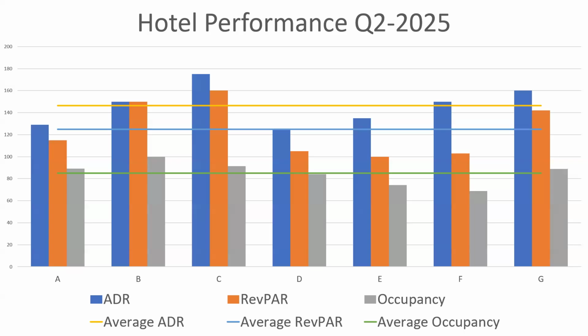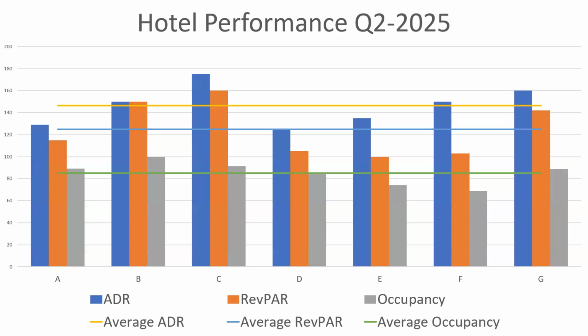Yep. So of the three hotels, B, C, and G, Hotel C exceeded the averages the most. Okay. Which hotel performed the worst? Okay. Why do you say Hotel D? Yeah. So everything is either at the average for ADR or it's below. So even though Hotel A is below the average for ADR and RevPAR, it's still above the average for occupancy.